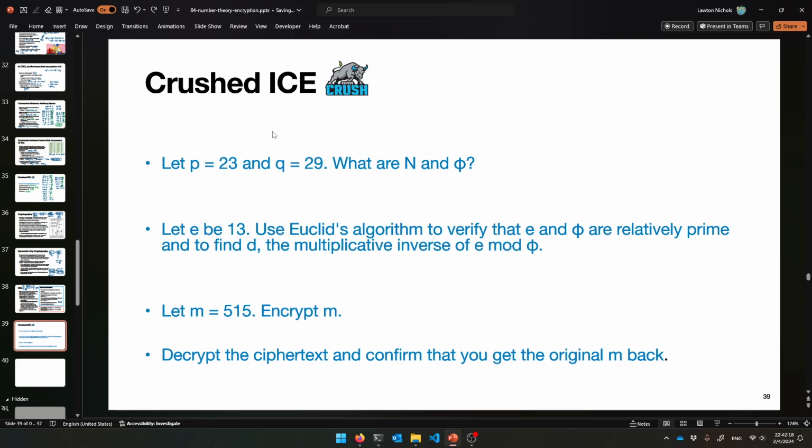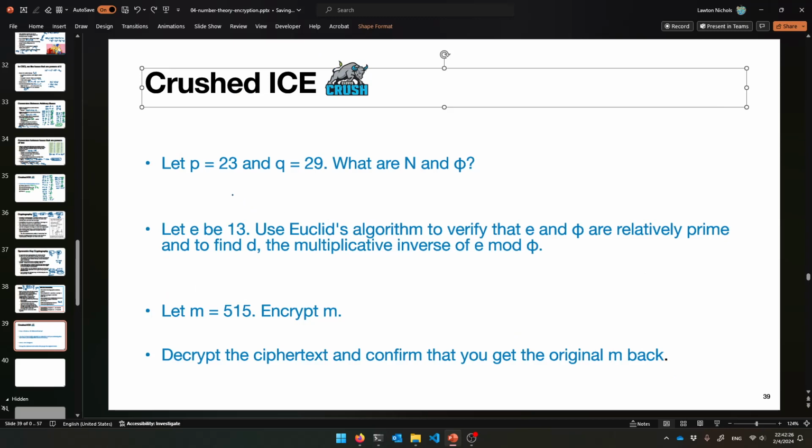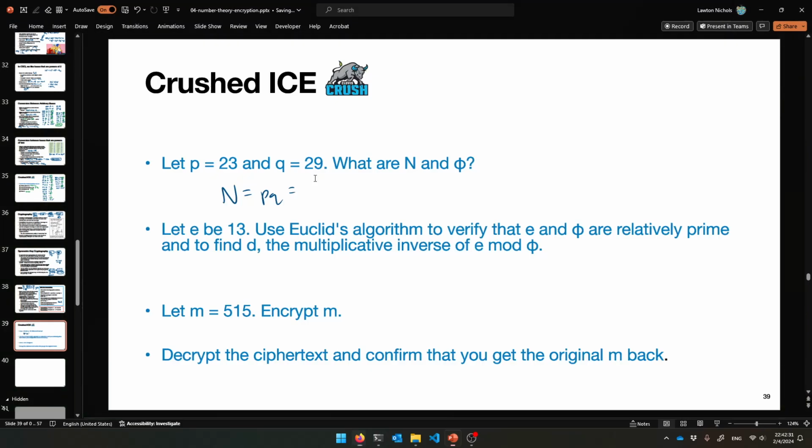But let's do it in order. What are n and phi? So n is equal to p times q, and phi is equal to p minus 1 times q minus 1. All right, n is equal to pq, which is equal to 23 times 29.